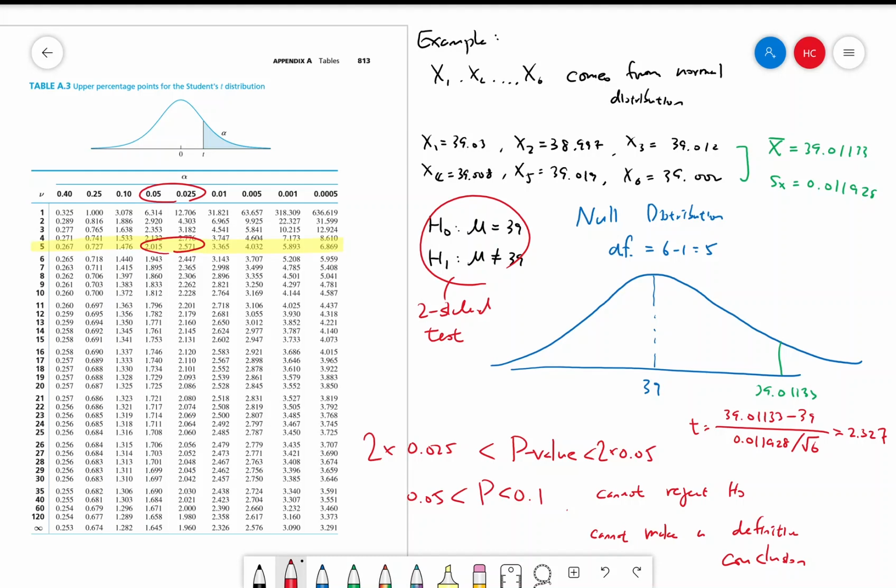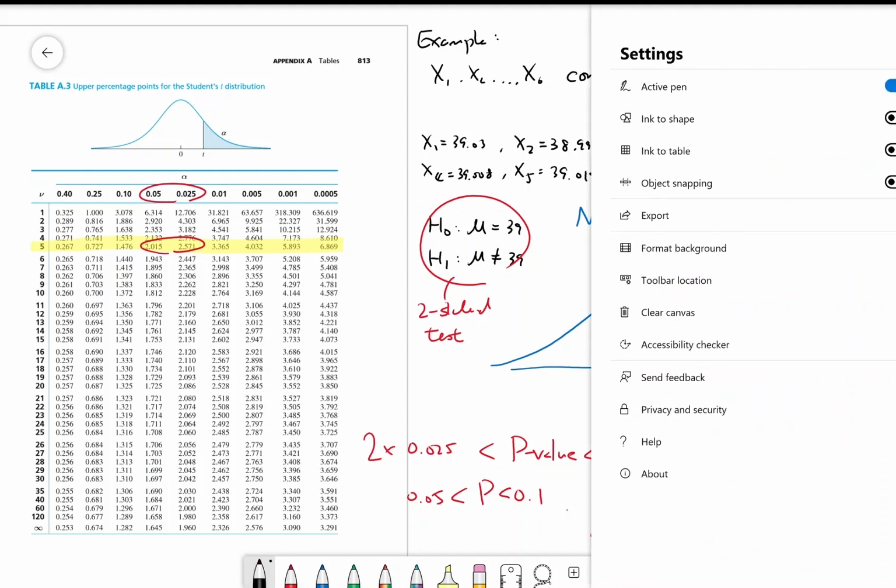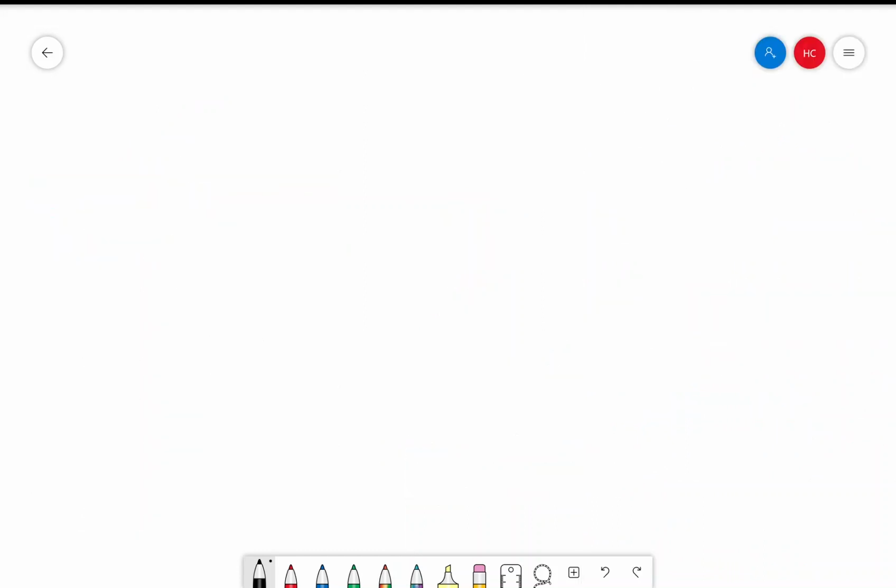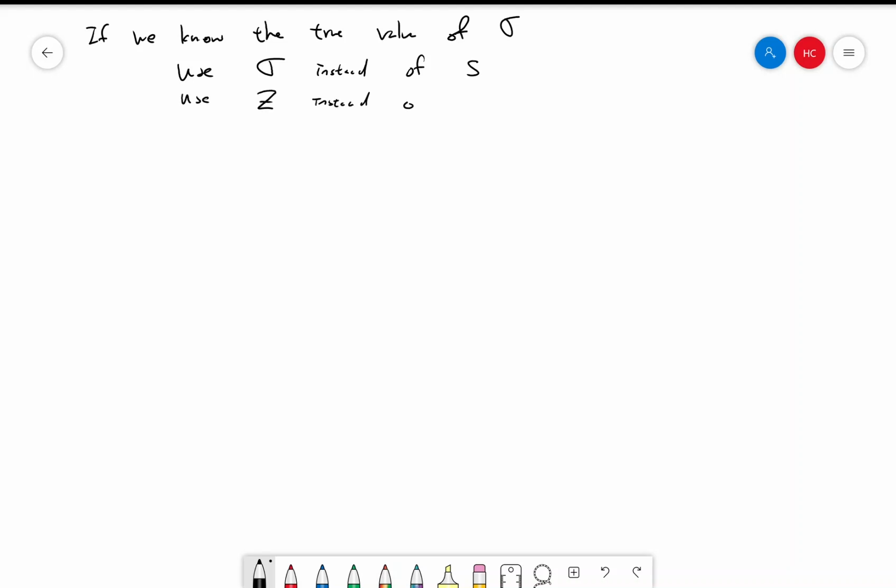Okay, so let's do the same example, but now if we know the true value of the population standard deviation, then we use the population standard deviation instead of the sample standard deviation, and we use z instead of t. So let's copy the same numbers from the previous example.